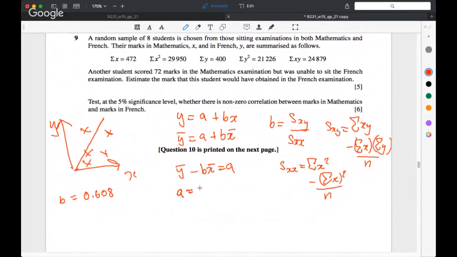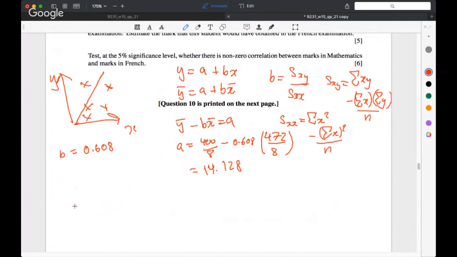So then we get the sum of the Y values, 400 over 8, minus 0.608 times the X1, which is 427. So people did better in maths. Cool. And that gives an A value of 14.128.